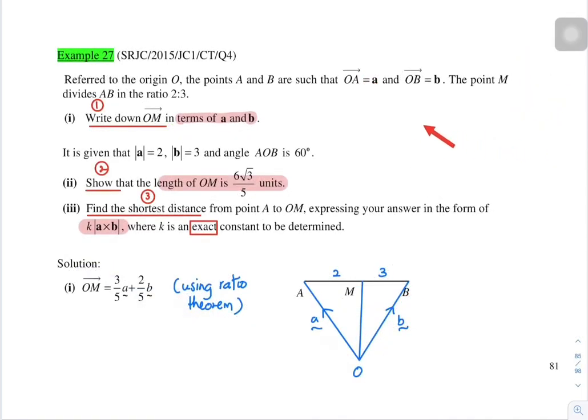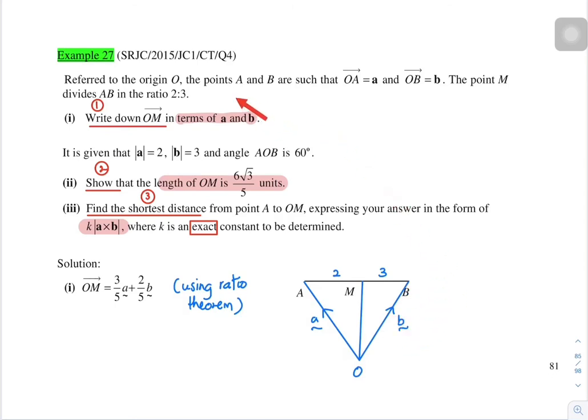Now in the last example, we are given 2 points A and B with position vector A and position vector B respectively. And then the point M divides AB in the ratio 2:3. Alright, so in terms of the diagram, we can draw it in this way. So M divides AB in the ratio of 2:3. OA is the vector A, OB is the vector B.